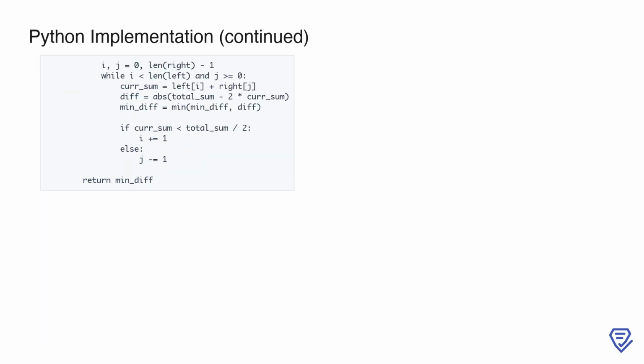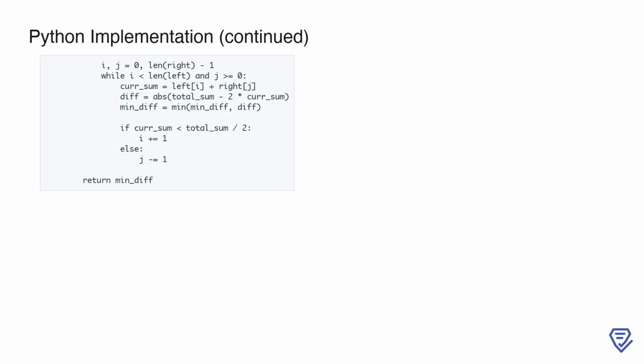Now, using the two-pointer technique, we aim to find the closest pair of sums between the sorted lists of subset sums from the left and right halves. We initialize two pointers, i starting at the beginning of the left list and j starting at the end of the right list. These pointers allow us to systematically explore pairs of sums. For each pair, we calculate their combined sum, cur_sum, and determine the absolute difference between twice this sum and the total sum of the array. This difference represents how far we are from an equal split, and we update min_diff if we find a smaller difference.